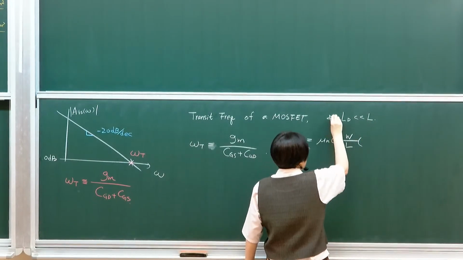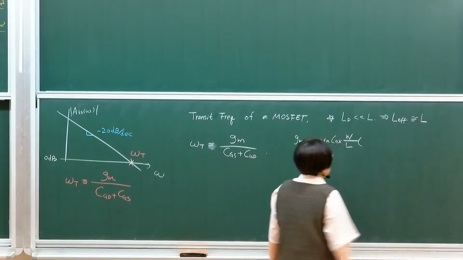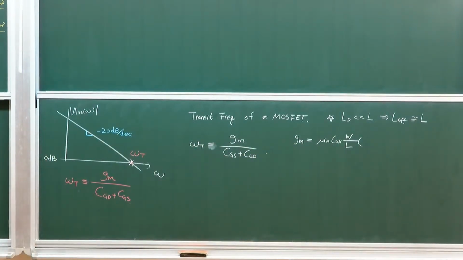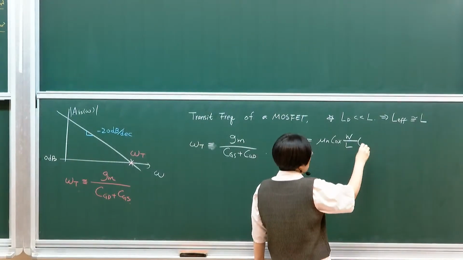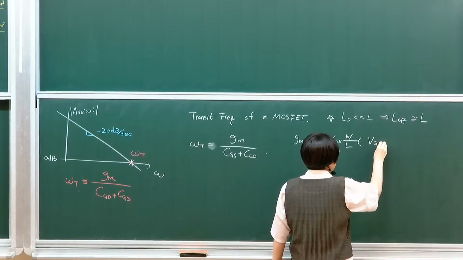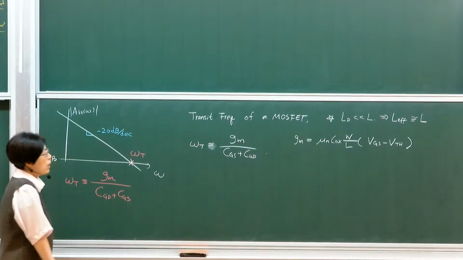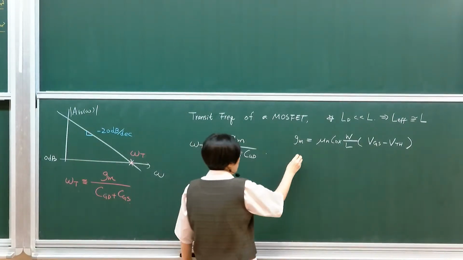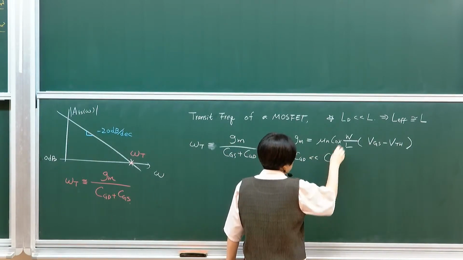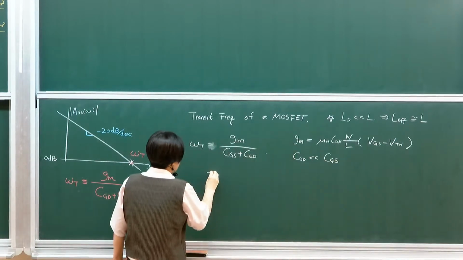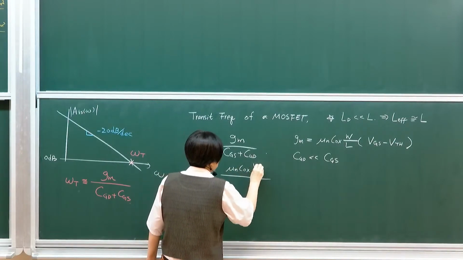That is to say that your L effective is approximately L. Whatever you draw is the actual distance between your gate, between source and drain. So this is VGS minus VTH. So this is GM. And remember, in this case, we're going to assume that CGD is much, much smaller than CGS. If this is the case, then this can be approximated as mu n Cox W over L.